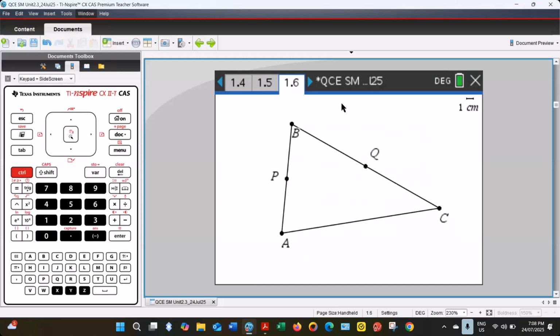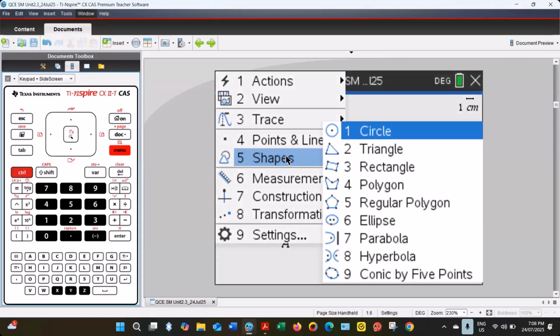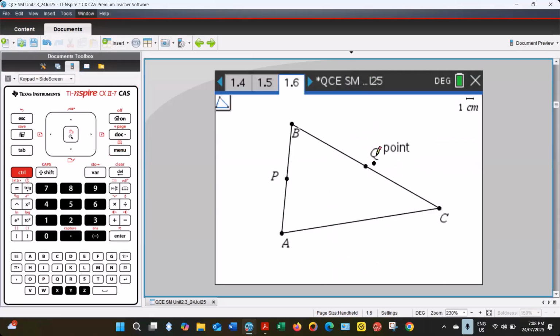And now, rather than just putting a segment between P and Q, what I'm actually going to do is draw a triangle PBQ. And you'll see why in just a minute. So that it stands out, I'll escape that tool. I'll give it some color, so you can just hover over it.